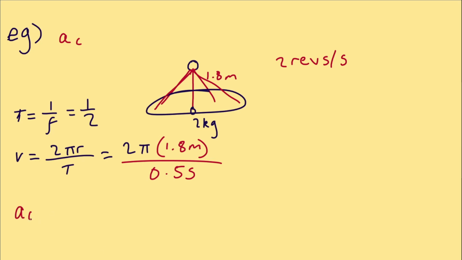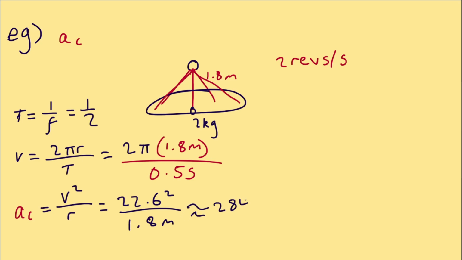Now for centripetal acceleration, which is velocity squared over radius. This is about 22.6 squared, which is our answer from here, our velocity, divided by 1.8. And when you run this calculation, you get roughly 284 meters per second squared. That is the centripetal acceleration of this little thing here.